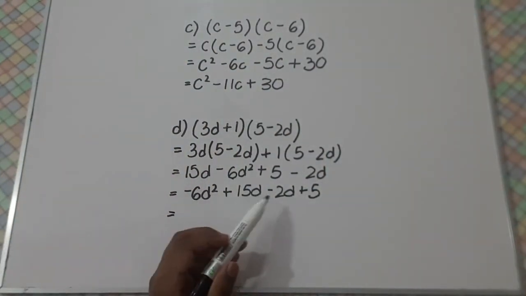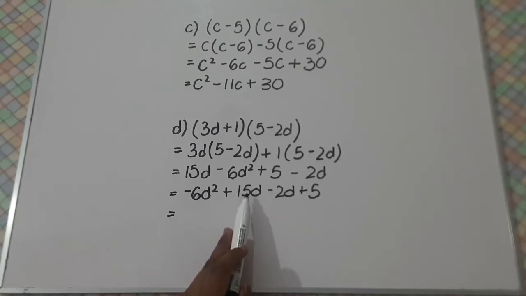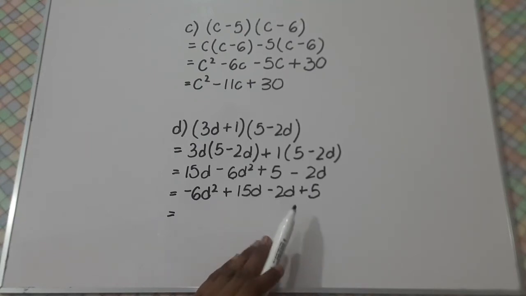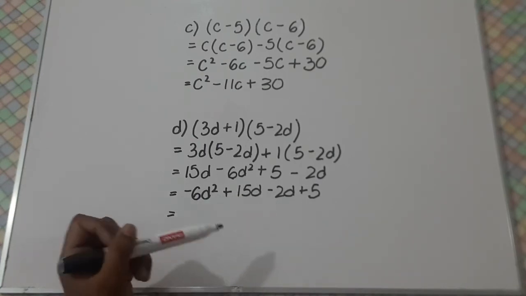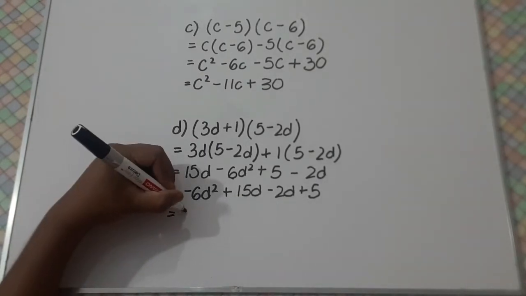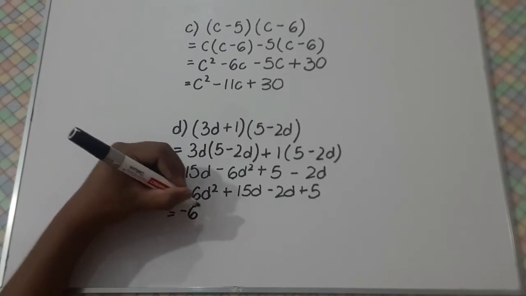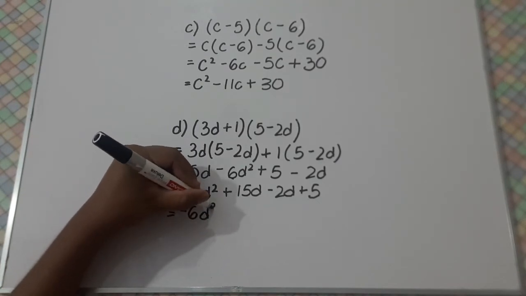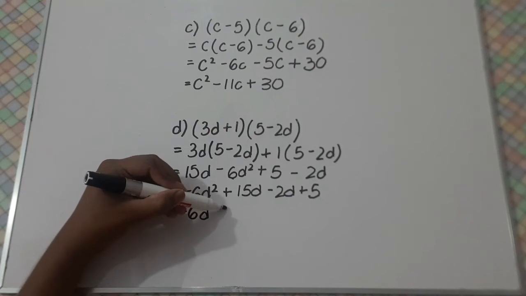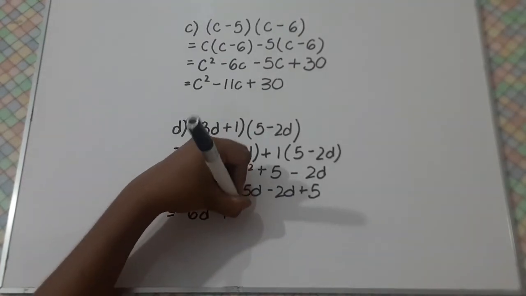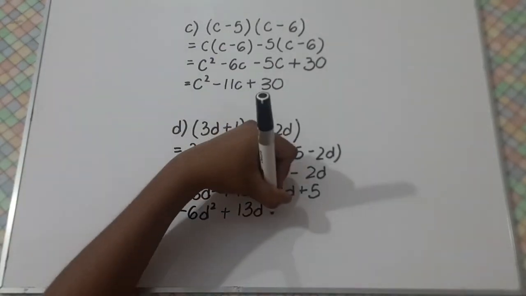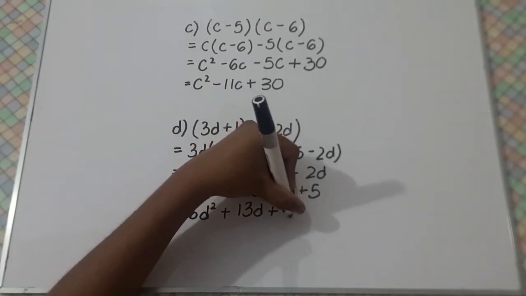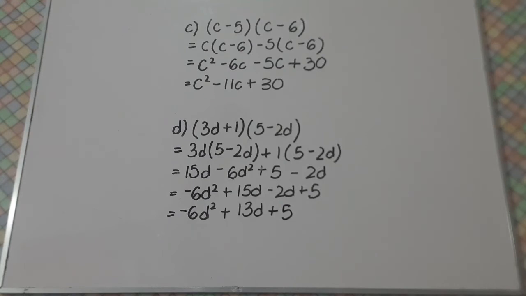Now we can solve both the commons. So 15D minus 2D, plus minus is minus. 15 minus 2 would be 13, that is minus 6D square. Sign would be plus. After subtraction, the value is 13D plus 5. So this was part D.